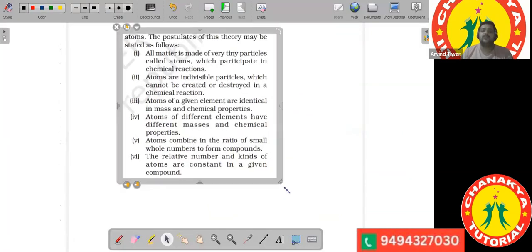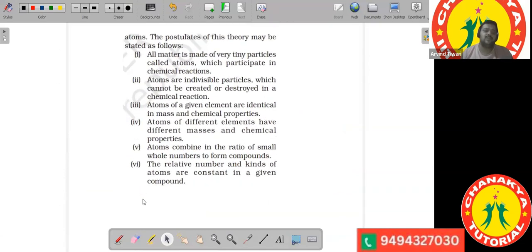These are the postulates of the Dalton atomic theory. That means what the Dalton atomic theory states. We will see each point by point. So at the first point, Dalton's atomic theory states that all matter is made of very tiny particles called atoms, which participate in chemical reactions. So all matter is made up of tiny particles which are called atoms.